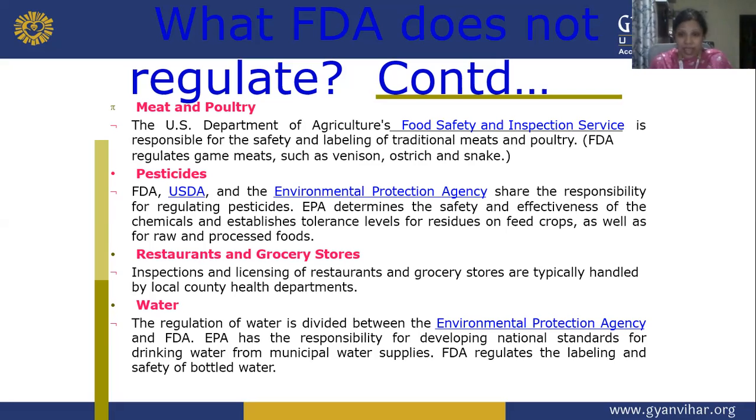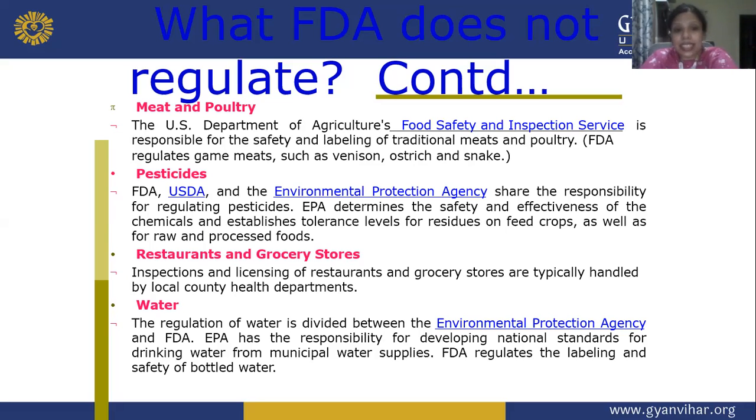So we can say that the inspections and licensing of restaurants and grocery stores are typically handled by the local county health department. Again, there is no FDA involvement in restaurants and grocery stores. These inspections relate to the food and grocery items, and all these things are the responsibility of the local county health department.